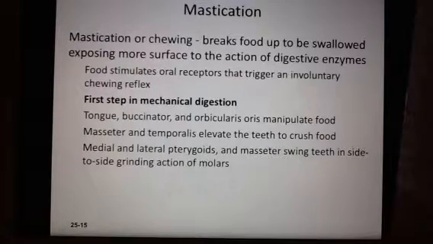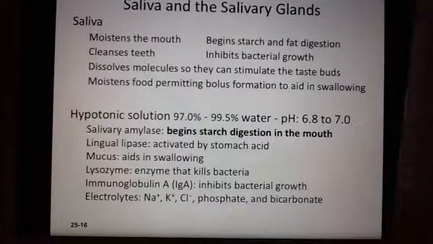The food itself is what stimulates the oral receptors that start the involuntary chewing reflex, and this is the first step in mechanical digestion, our chewing. This talks about the tongue and the muscles that work together to manipulate our food. And then we're going to talk about where it goes next. But before we do that, we need to talk about these salivary glands.